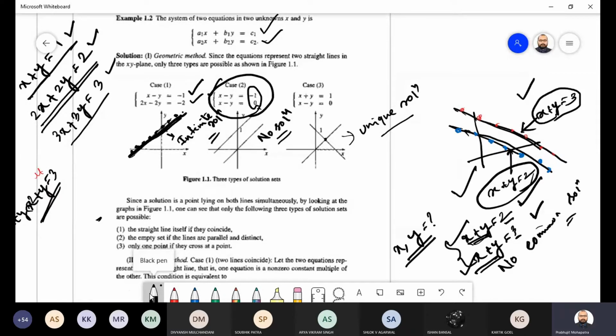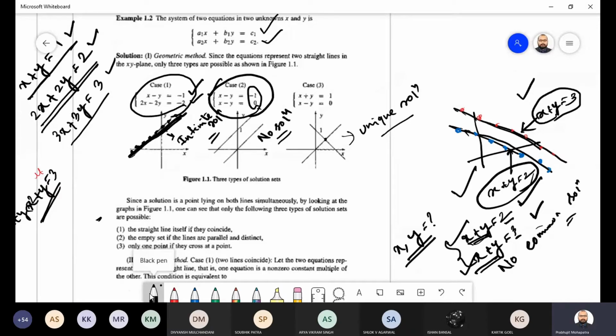Okay. So except these two cases, if you take any other case, you will always have a unique solution. In general, if you take any two straight lines, you will always have a unique solution, only except these cases. If they are exactly the same, it means an infinite number of solutions, and if parallel, there exists no solution. Except these two cases, all the other cases will have a unique solution.